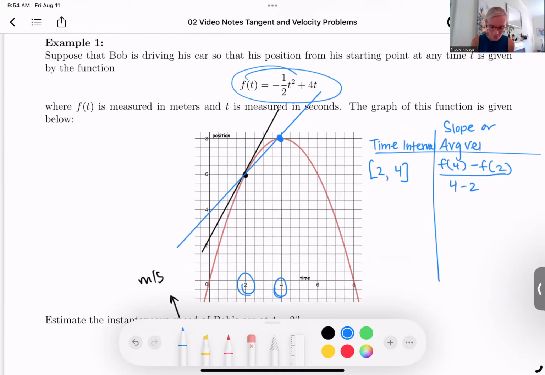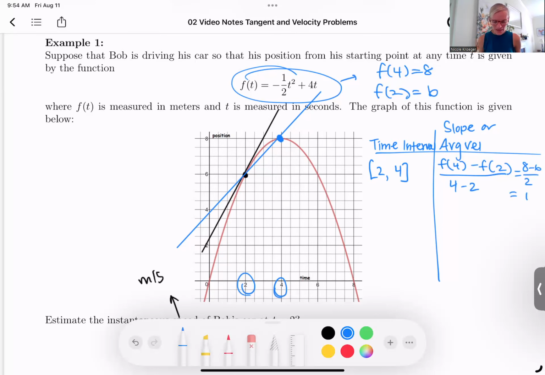Okay, f of 4, when I plug 4 into this function, I get 8 out. When I plug 2 into that function, I get 6 out. You should double check and make sure my math is correct there. So I'm going to get (8 minus 6) over (4 minus 2), which is 2 over 2, and that gives me 1 out. So 1 is the slope of that blue line. It is a bad estimate for the slope of the black line, but it is an estimate.